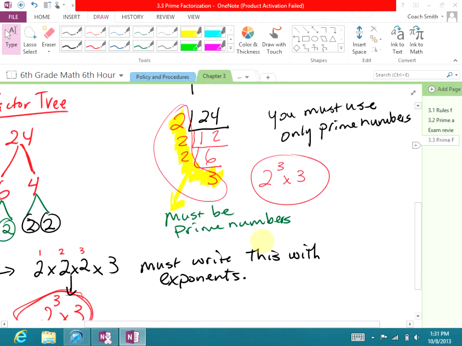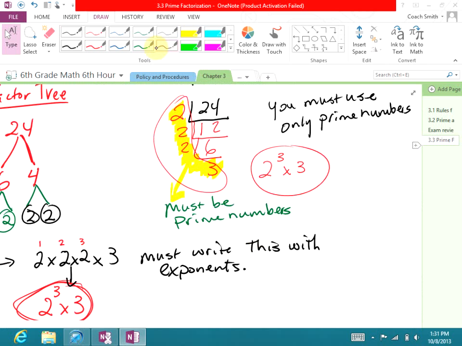In other words, I can't do this. I can't have that. I can't put that out there because it's not prime. If you're going to do that, you have to use the factor tree. So this would be wrong. Don't do it that way.